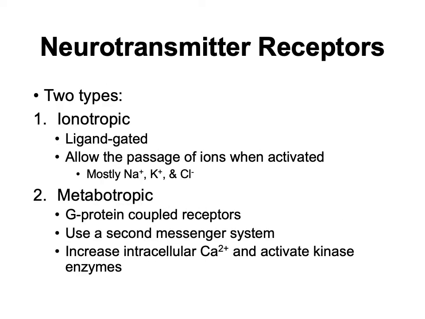There are two types of neurotransmitter receptors, ionotropic and metabotropic. Ionotropic receptors are ligand-gated, typically ligand-gated channels, and they will allow the passage of ions when activated. They mostly allow the movement of sodium or potassium or chloride to go through them. Yes, a little bit of calcium can go through these as well, but not so much as sodium and potassium and chloride.